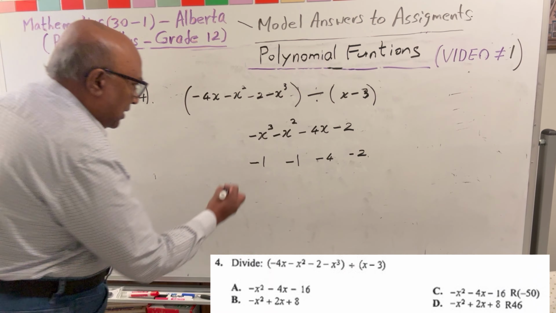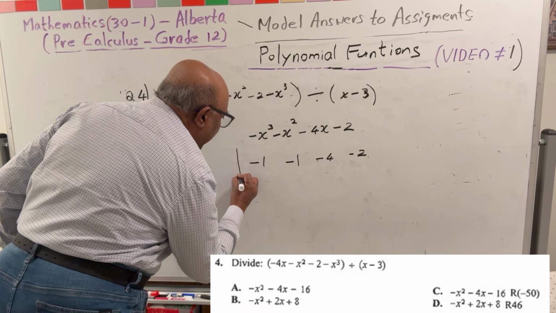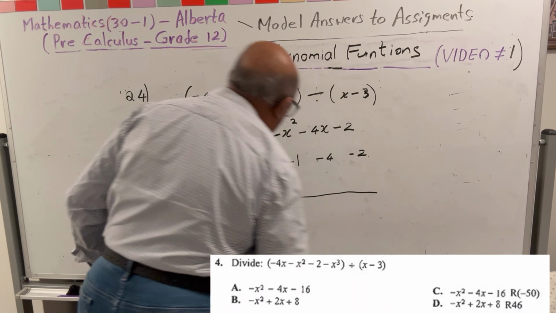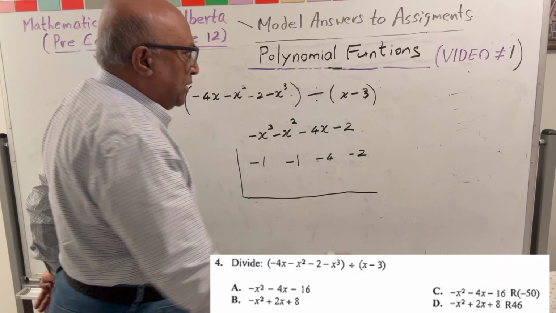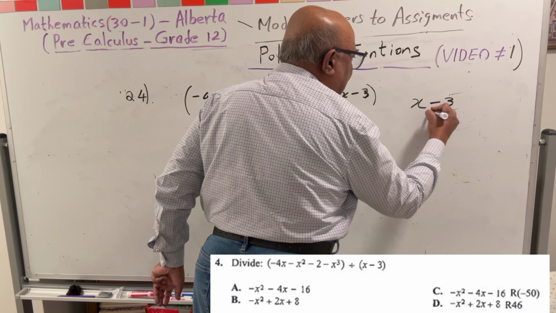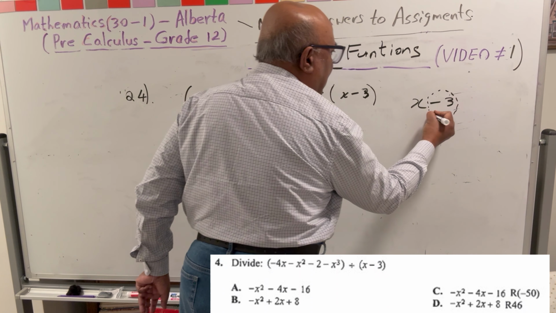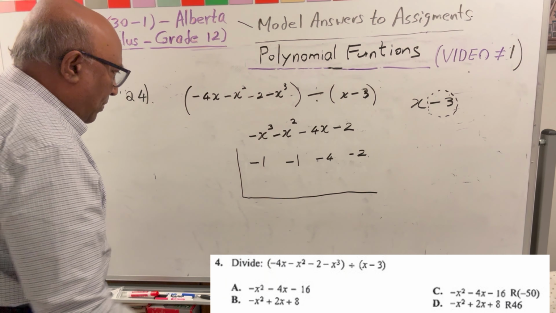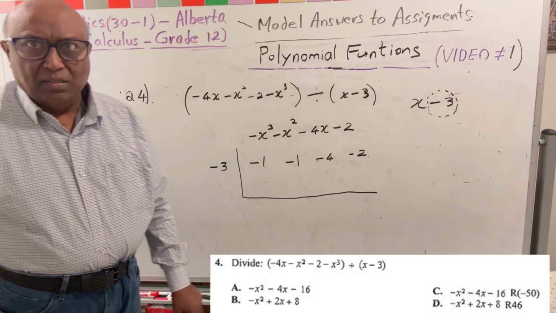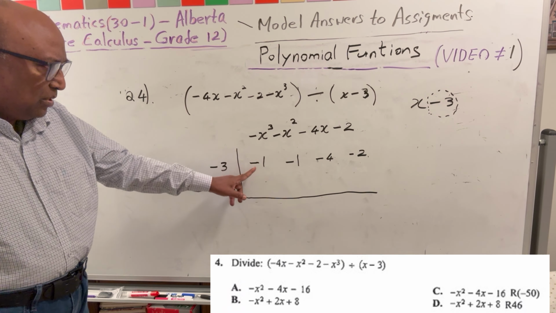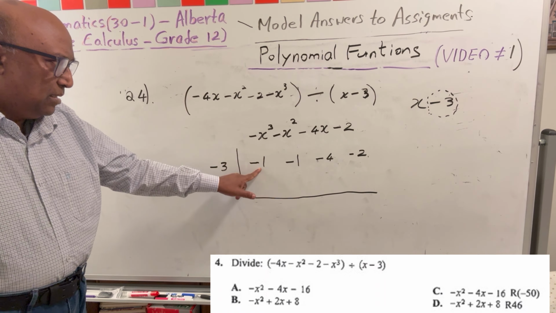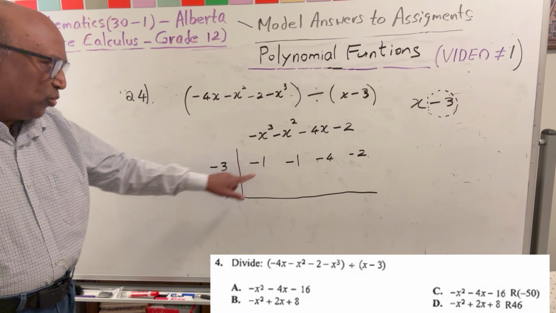That's the first step. Then you have to put a line like this. This has to be divided by s minus 3. Then you have to write this number including the sign. That means put negative 3 here. Then what's the next step? Put this number down. Write this number below this line. That is the coefficient of the highest power, negative 1.